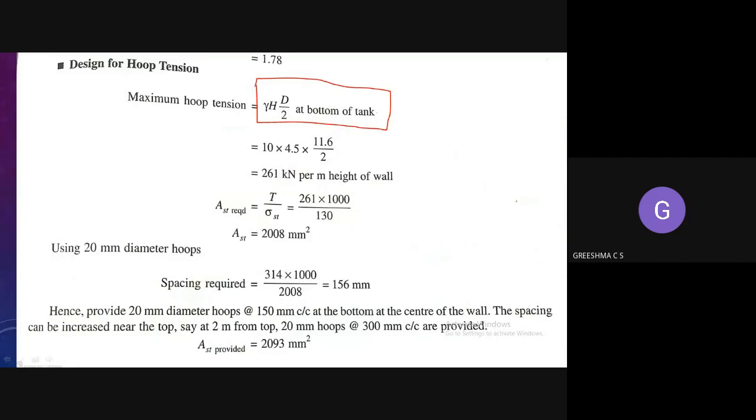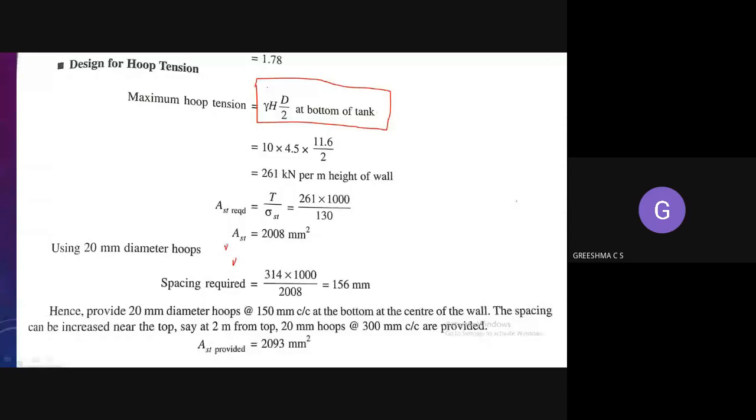Maximum hoop tension is equal to gamma h into d by 2, that will be at the bottom of the tank. So the maximum hoop tension will be occurring at the bottom of the tank, and its value is gamma h into d by 2. Gamma is actually the unit weight of water.